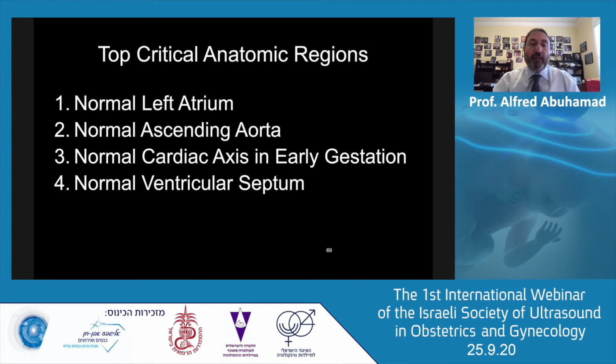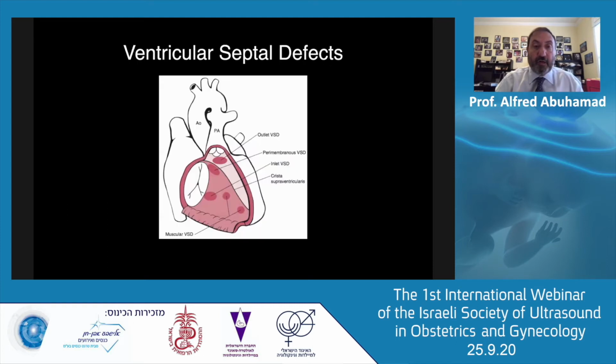Finally, the 4th anatomic region, I'm going to talk a little bit about the ventricular septum to hopefully increase your ability to make the diagnosis of ventricular septal defects. Not that they are important per se, but because they're highly associated with other fetal malformations that you can detect by finding a VSD and working your way to evaluate the heart more carefully.